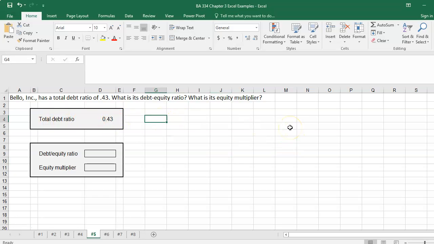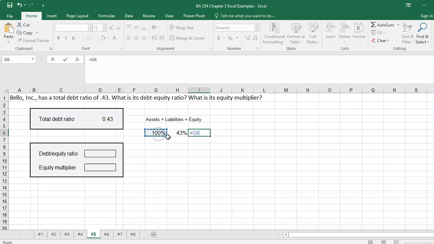If we use our accounting equation, we know that assets equal liabilities plus equity. If assets is 100% and our debt is 43%, that means that our equity is 100% minus 43%, 57%. So if we have a debt ratio of 43%, then our equity ratio is 57%.